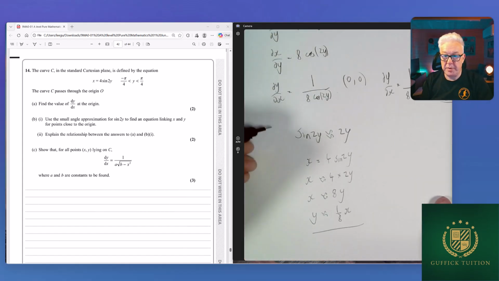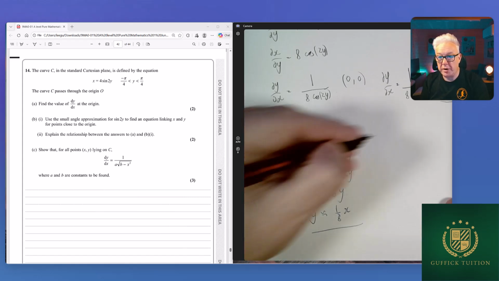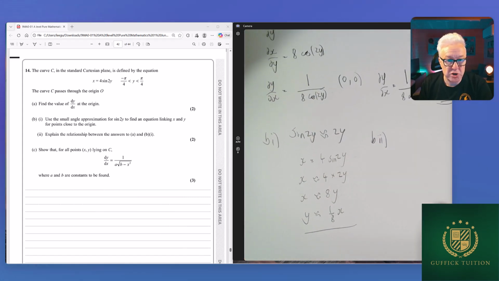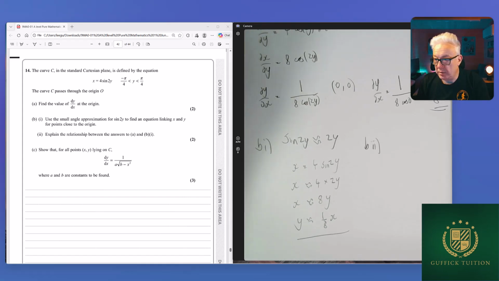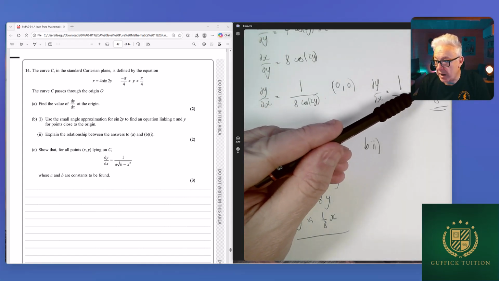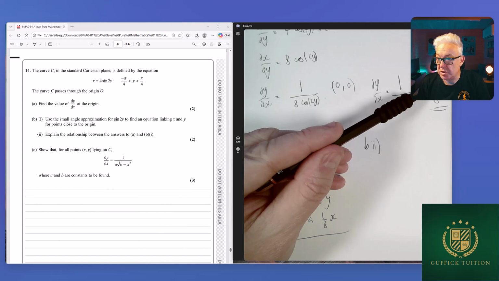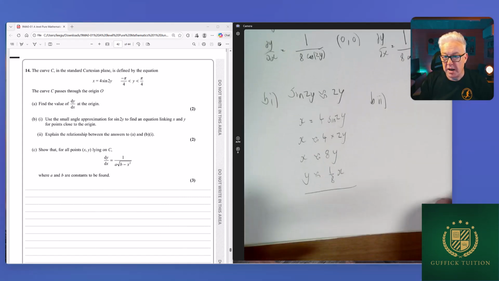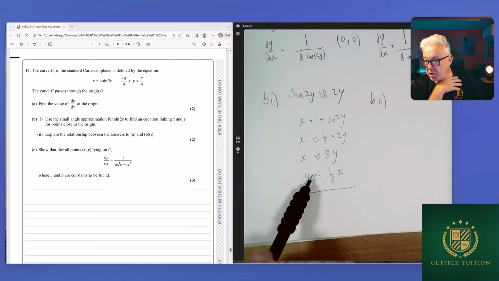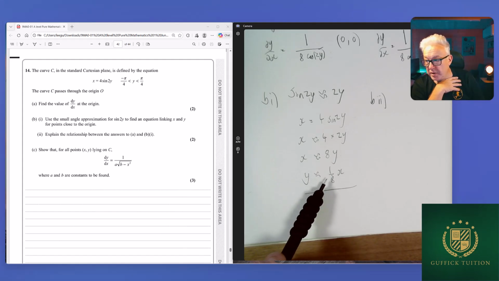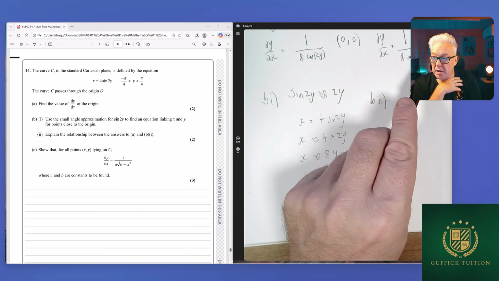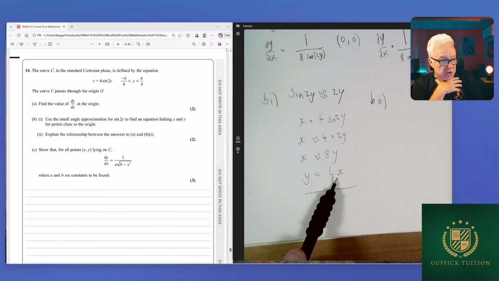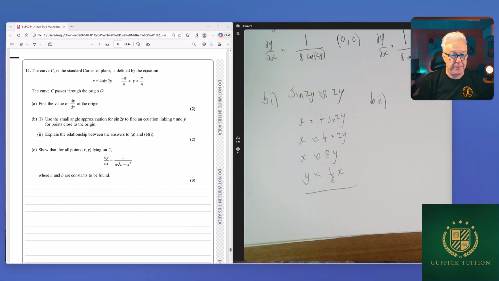So at part B, we got that bit for B part 1, and for B part 2, it's asking us to explain the relationship between these two. Well, this is the gradient of the tangent to the curve at the origin, because it's dy by dx, so 1/8. And then this here is the equation of the tangent to the curve at the origin. So the gradient of the tangent to the curve at the origin and the equation of the tangent to the curve at the origin.